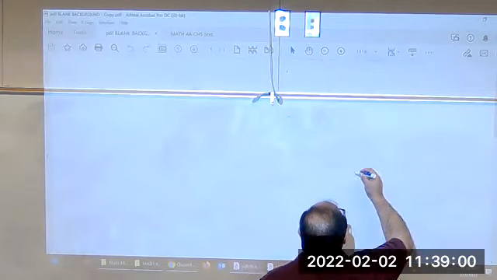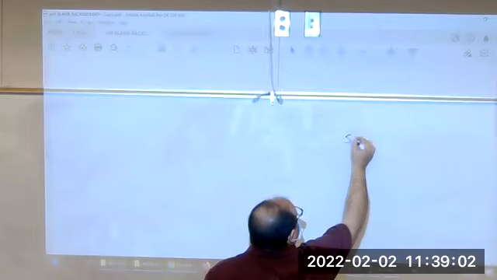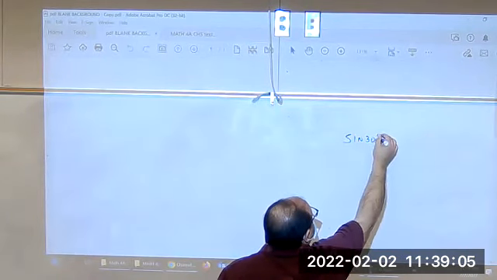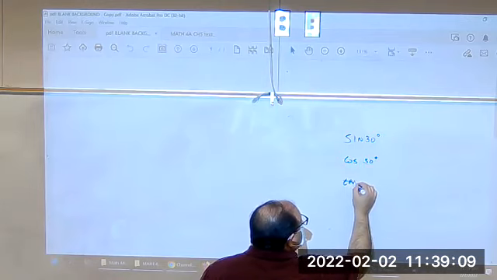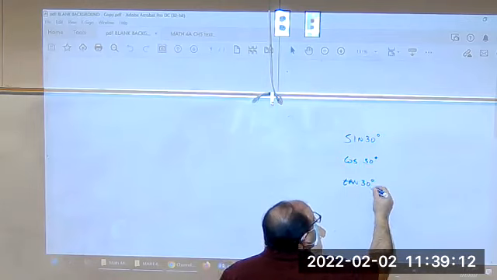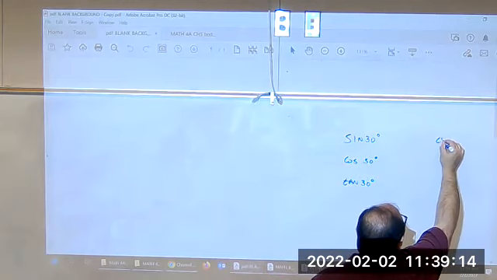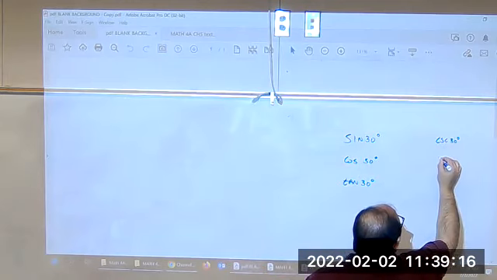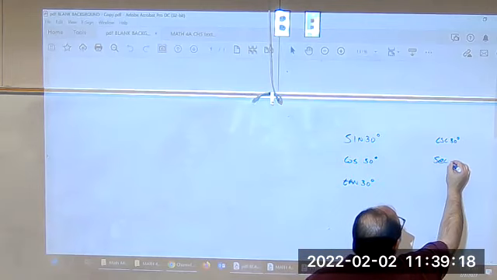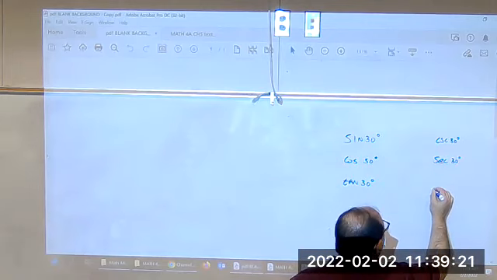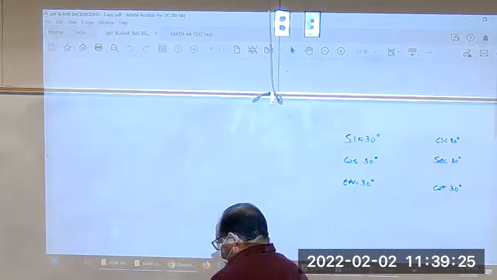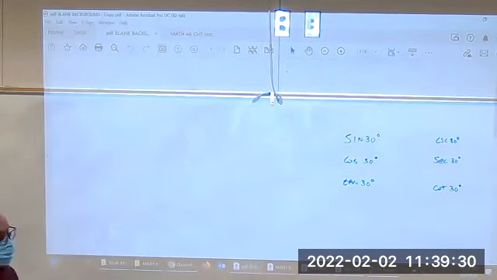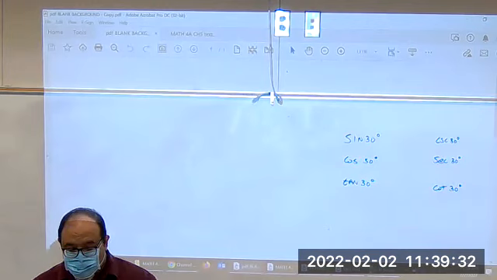So right now, we're going to do the sine of 30 degrees, the cosine of 30 degrees, the tangent of 30 degrees. And then obviously, if you know those, you know the cosecant of 30 degrees, the secant of 30 degrees, and the cotangent of 30 degrees. The sine of 30.